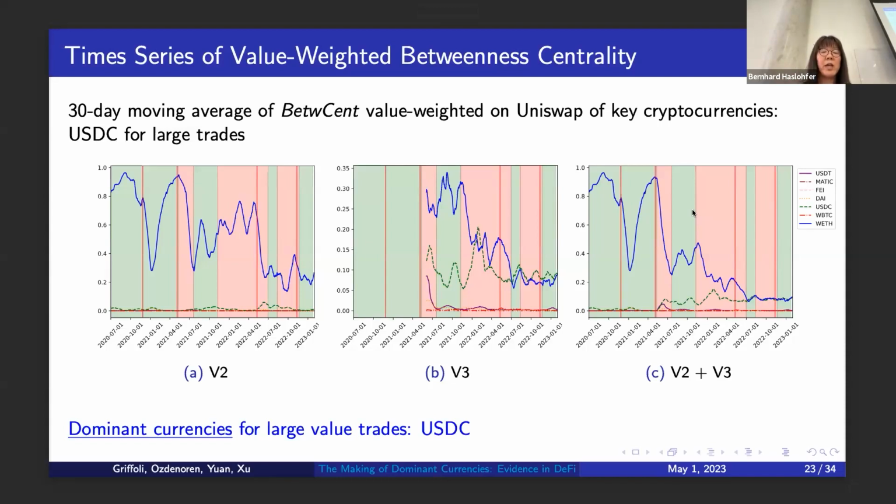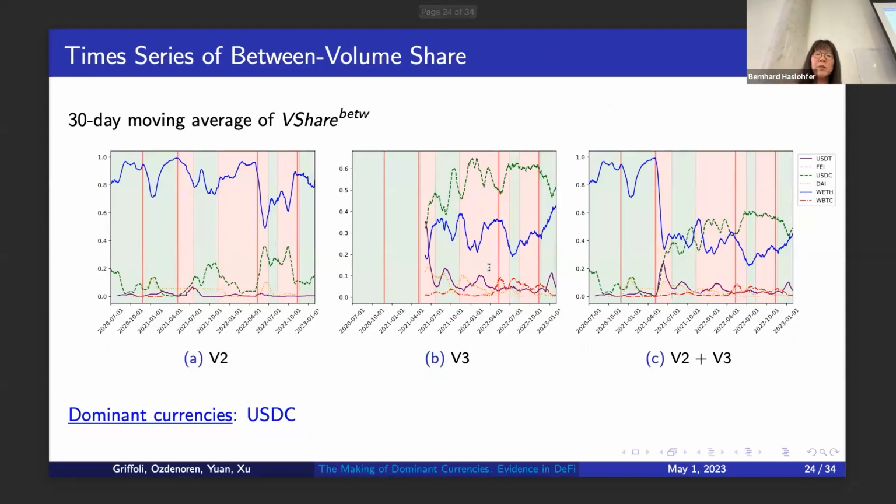Another thing to learn is that the dominant currency for large trades tends to be stable coins rather than WETH. This shows a bit from the V3 graph. The green line is USDC. If you look at the volume share, this shows even more clearly. From V3, USDC volume share is much larger than ETH. It took over, at least in terms of volume share, which means it's intermediating a lot of large volume trades.